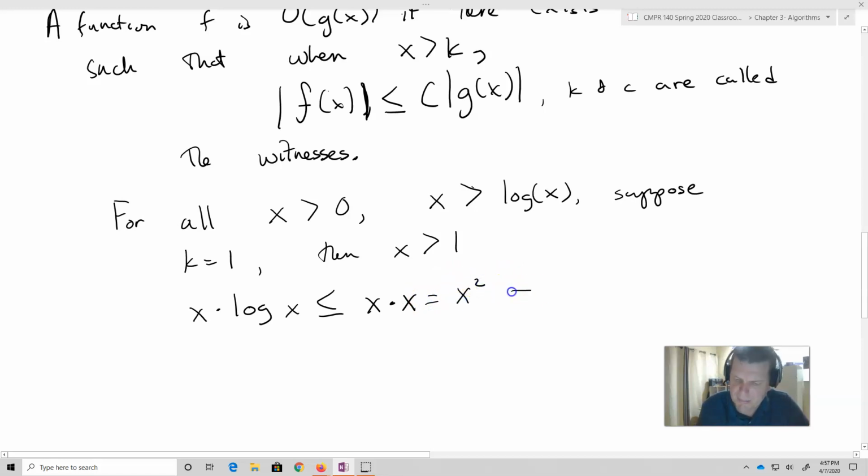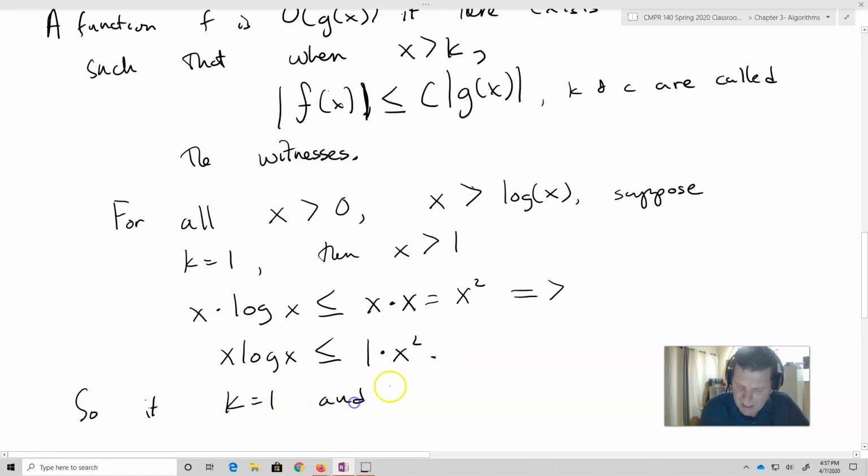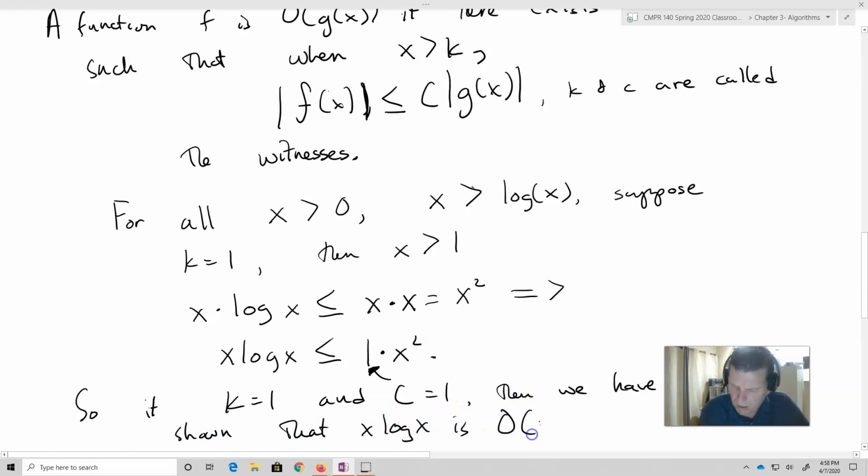So what that tells me is that for all x greater than 1, x log x is less than or equal to 1 times x squared, right? So if k equals 1 and c, now c being this value right here, equals 1, then we have shown that x log x is O of x squared, okay? And that's it. That's all we've got to do.